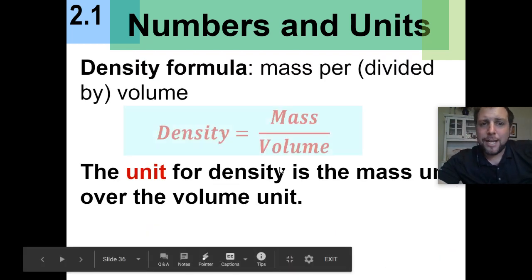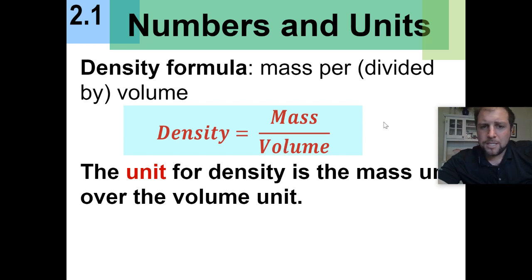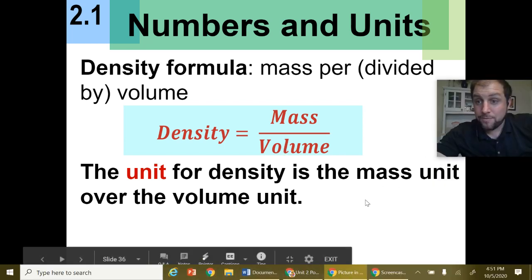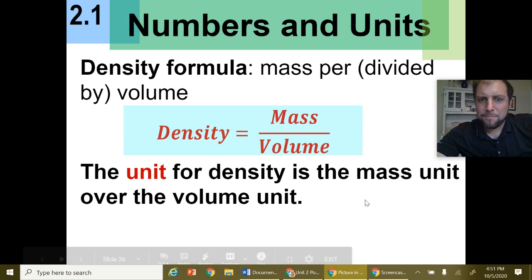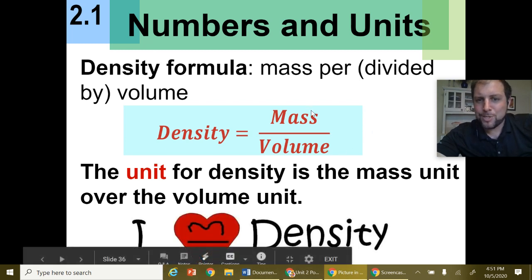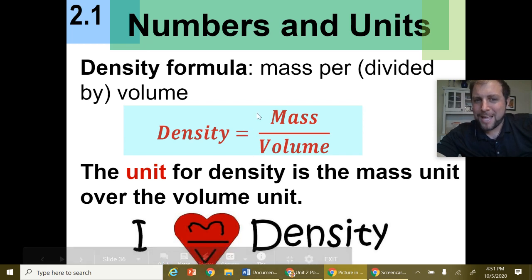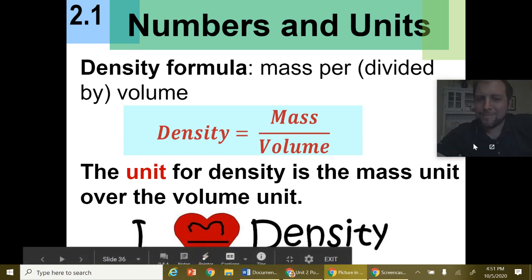Okay? Now, again, I'd mentioned that the formula for density is you take the mass of a substance and you divide it by its volume. I always remember because mass is an M and volume is V, and M over V kind of looks like a heart. And I just remember, oh, I heart density.